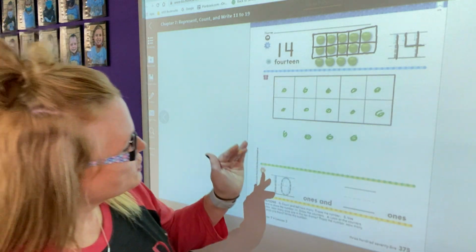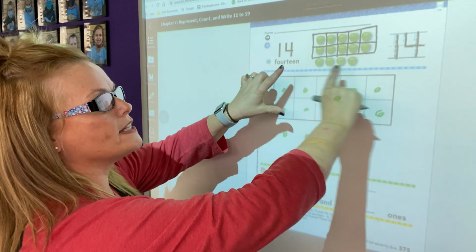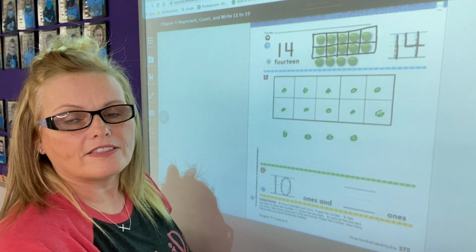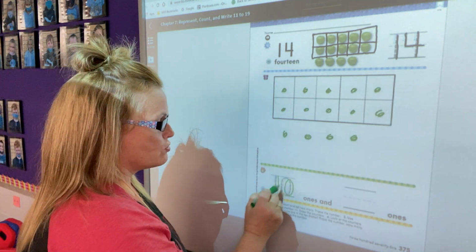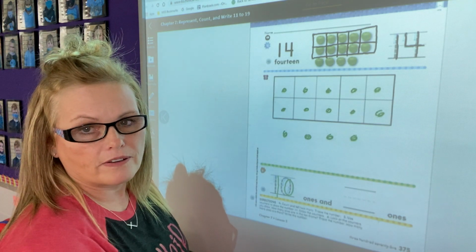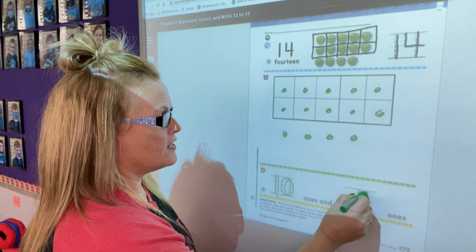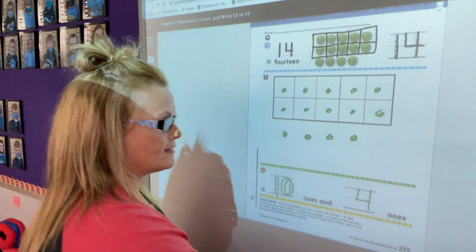So if we drew 14 counters, how many individual counters, or how many ones, we call them individually, are in that frame? There are 10. So we trace our 10, and how many ones are outside of the 10 frame? 4. So this says 10 ones and 4 ones.